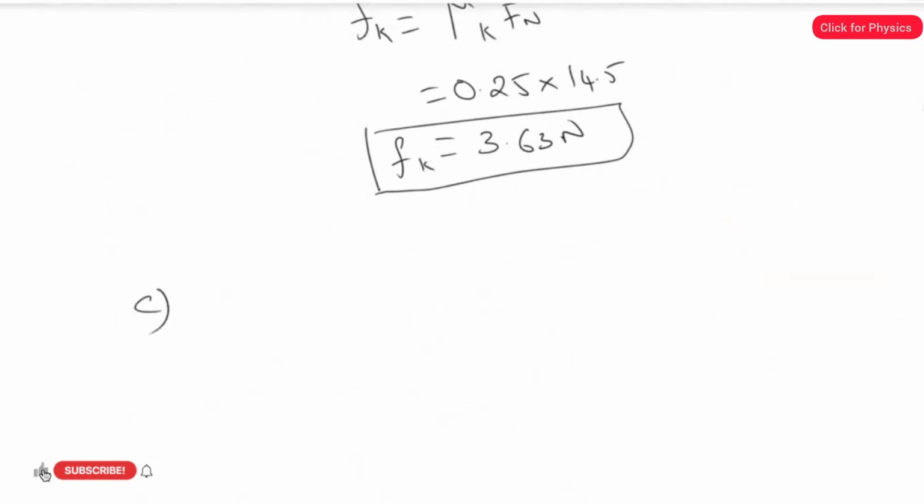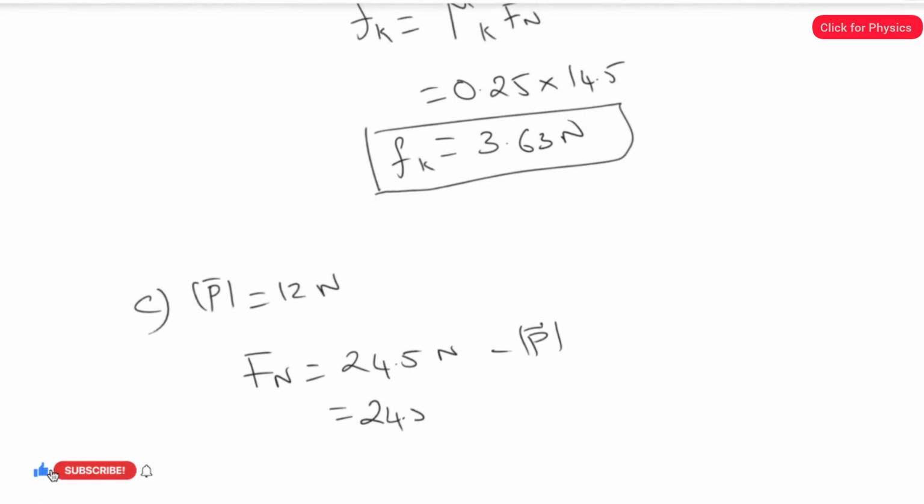Now I'm going to apply the P vector magnitude as 12 Newton, and for that I have to take the main equation for the normal force, which is 24.5 Newton minus the P vector magnitude. So 24.5 minus 12, we get the answer here as 12.5 Newton.